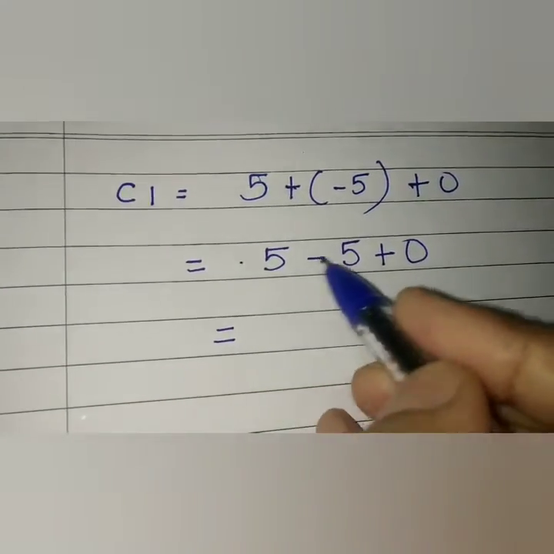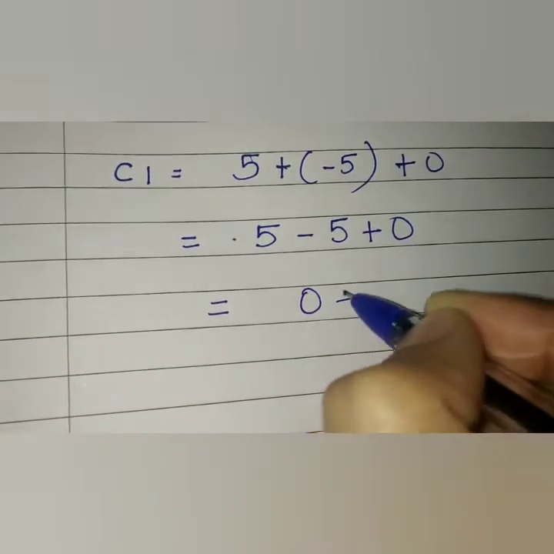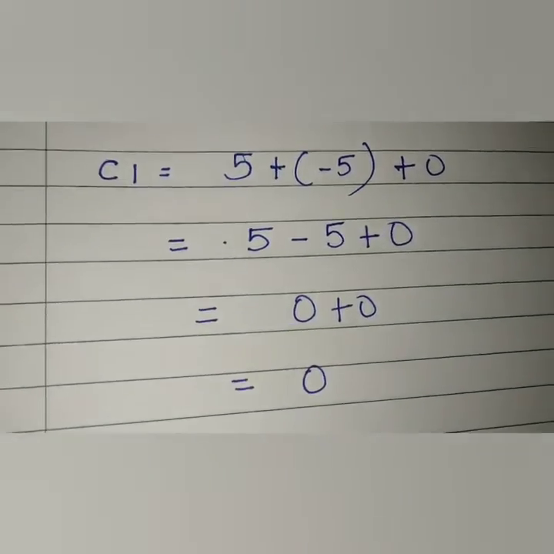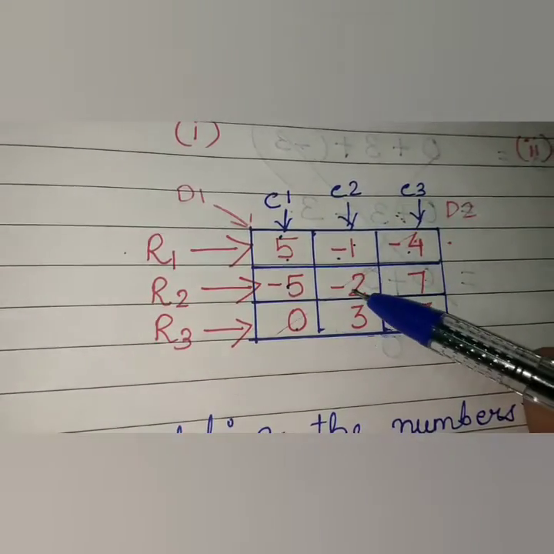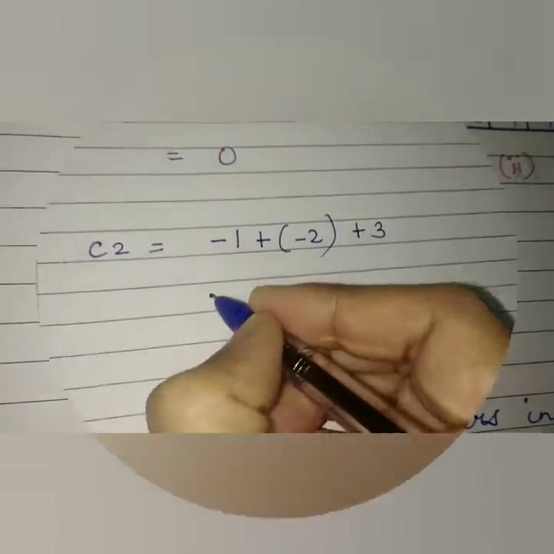So plus minus will be what? Minus 5 minus 5 is equal to 0, plus 0 gives you 0. So the value of column number 1 is 0. Now the values in column number 2 are minus 1, minus 2 and 3. So we will add all these values.